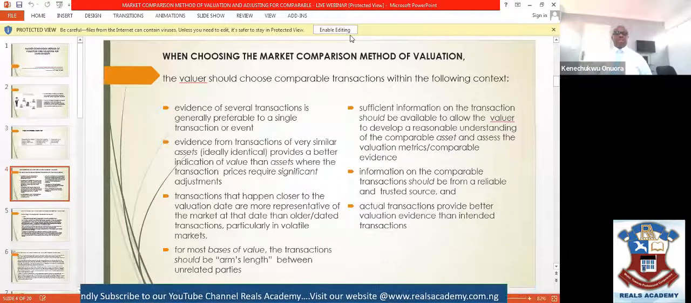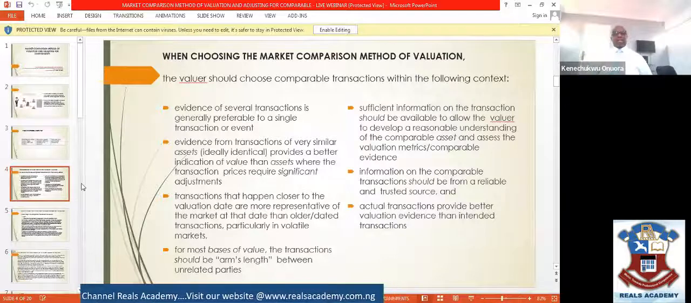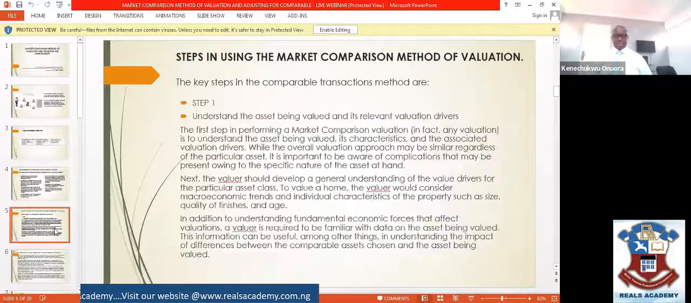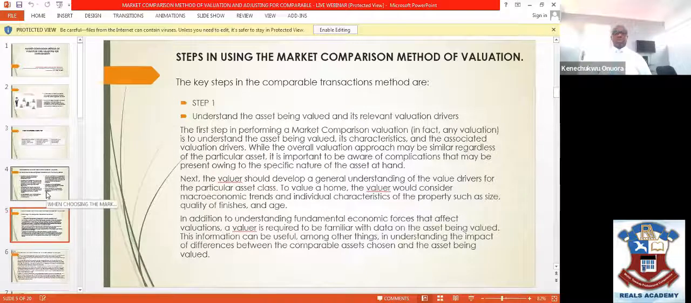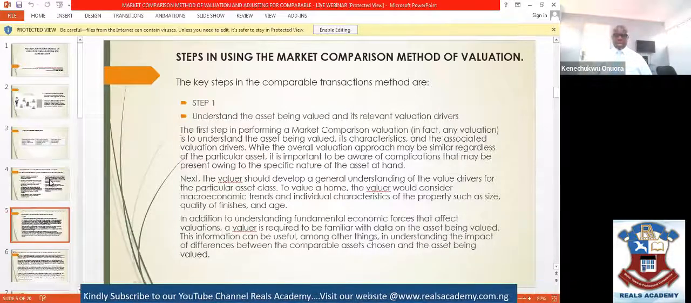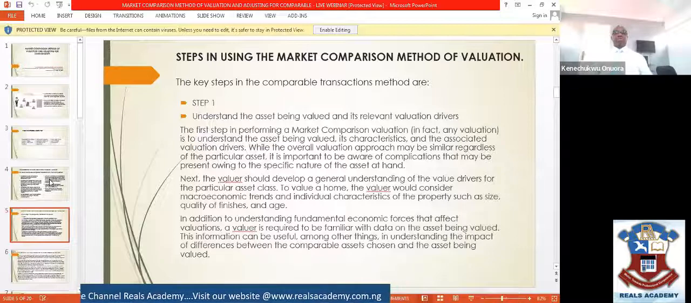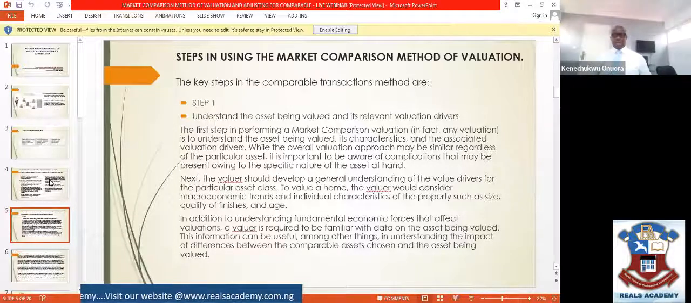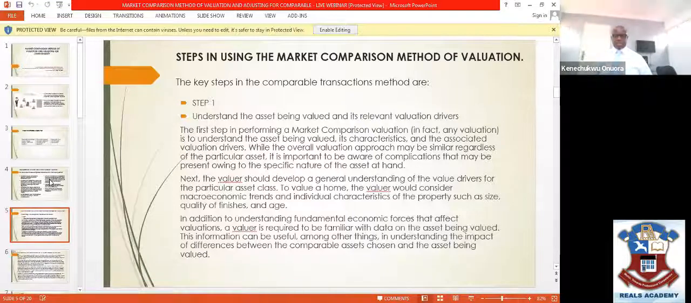And there has to be evidence of transactions of very similar assets. They have to be identical. You should not begin to compare a 2-bedroom flat with, for instance, a 4-bedroom terrace house. They are not similar in any way. You have to compare properties that are very similar. That will be what will give you the proper indication of value.